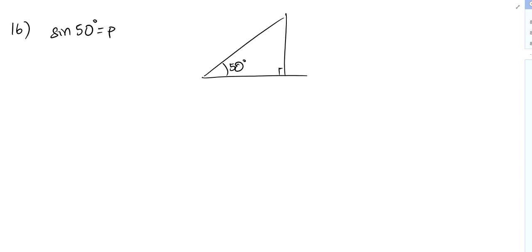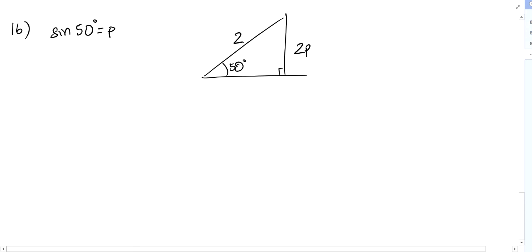Okay, so I've got 50 degrees already. Since they say that sine 50 degrees is equal to P, what is the opposite? What would you assign to be the opposite side? This side. P. If this is P, then the hypotenuse must be 1. What if I don't let it be P? Suppose I try to be funny. I let this be 2P. Then what is my hypotenuse now? 2. Do you see how this works?